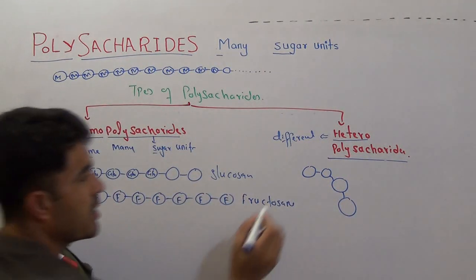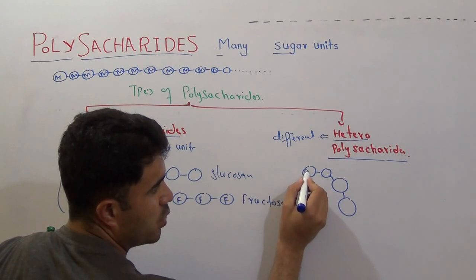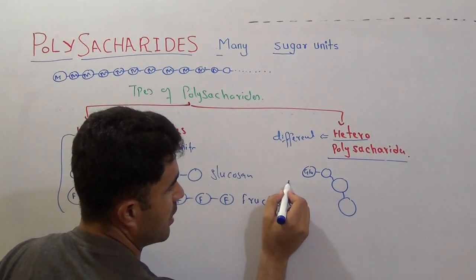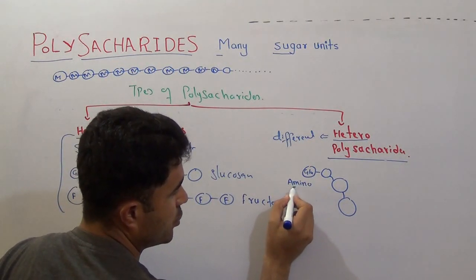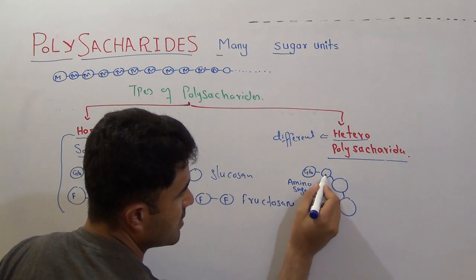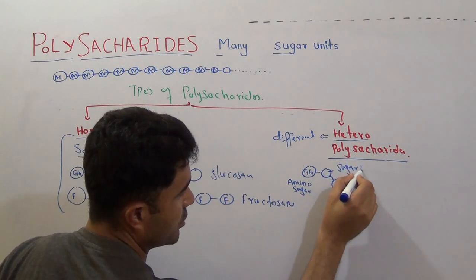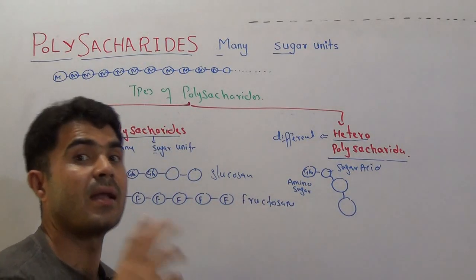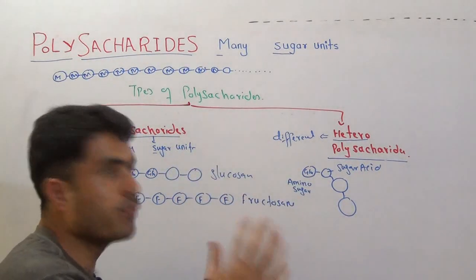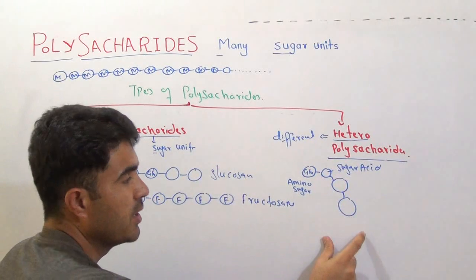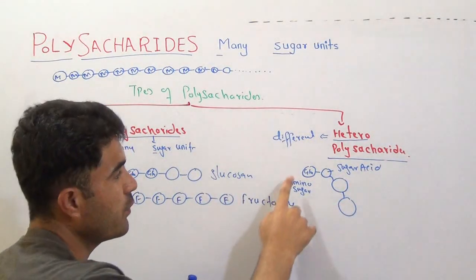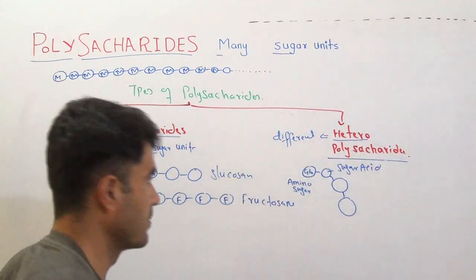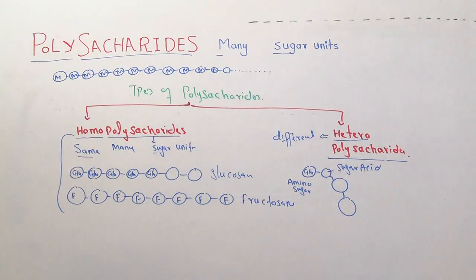If one unit is a glucose, other one is something else. Let's suppose this one is amino sugar, and the second one is a sugar acid. So in this case, all the units are not the same. All the units are different. Means within one polysaccharide you will see different units. So when different units come, then this will be called as heteropolysaccharide, and that will be discussed in the next lecture. So now we'll come back to the homopolysaccharide.